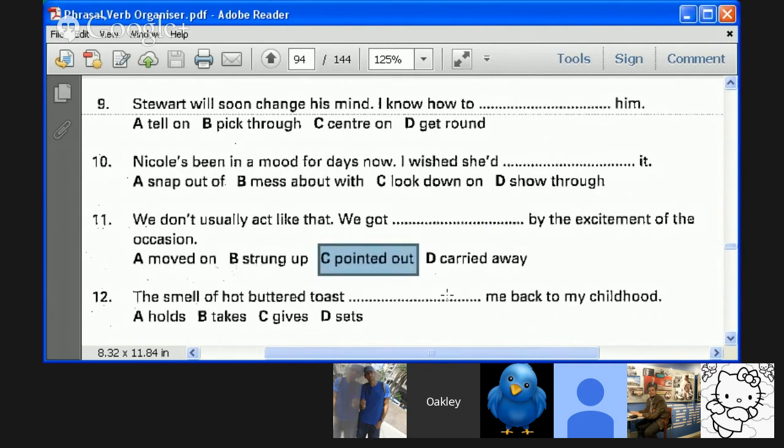So actually, the answer is carried away. We got carried away. Obviously, physically, totally different meaning. You pick something up and you move in another direction, you carry it away. But abstractly, if you get carried away, you're very excited, and usually it means that you did something you really shouldn't have done.